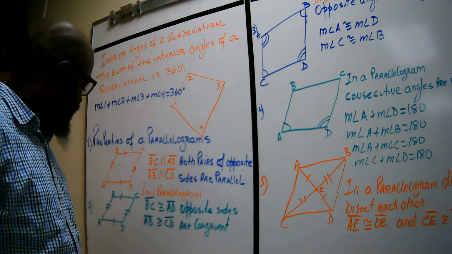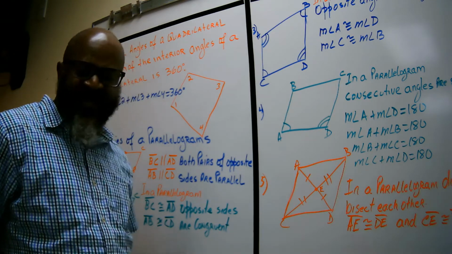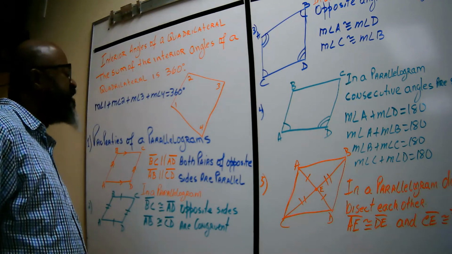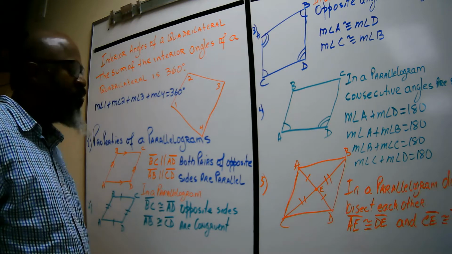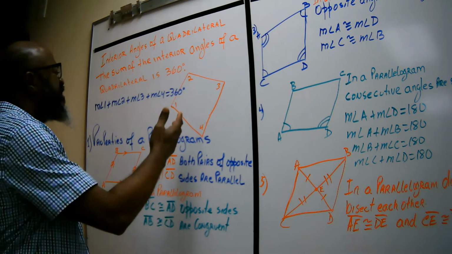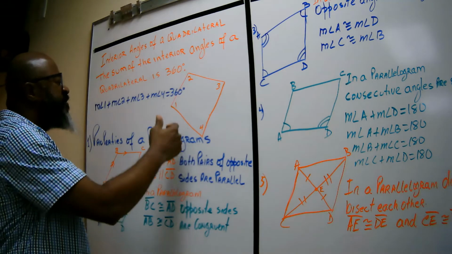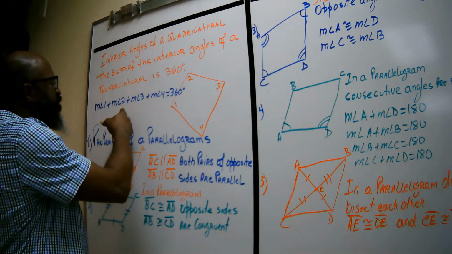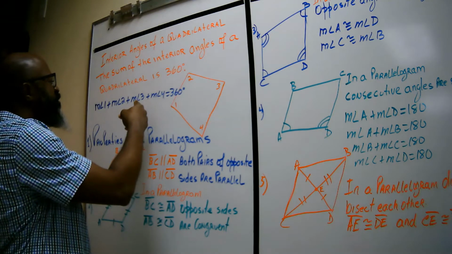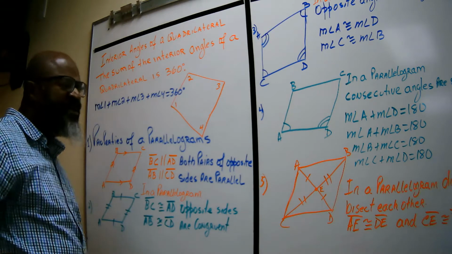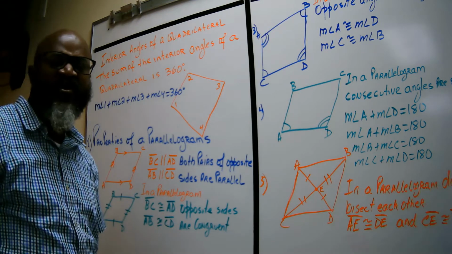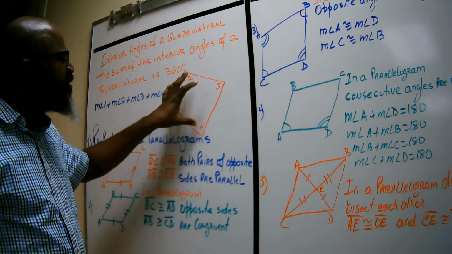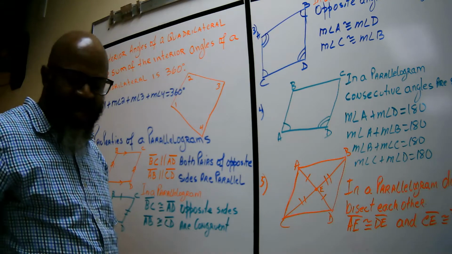So today, since a parallelogram is considered a quadrilateral, a quad, a four-sided polygon, the sum of the interior angles will always equal 360. In this case, we have a quad with angle 1, angle 2, angle 3, and angle 4. If you add the measure of angle 1 plus angle 2 plus angle 3 plus angle 4, the four interior angles will always add up to 360. So that's what we focus on. If you have a quad, the sum of the interior angles will always add up to 360.